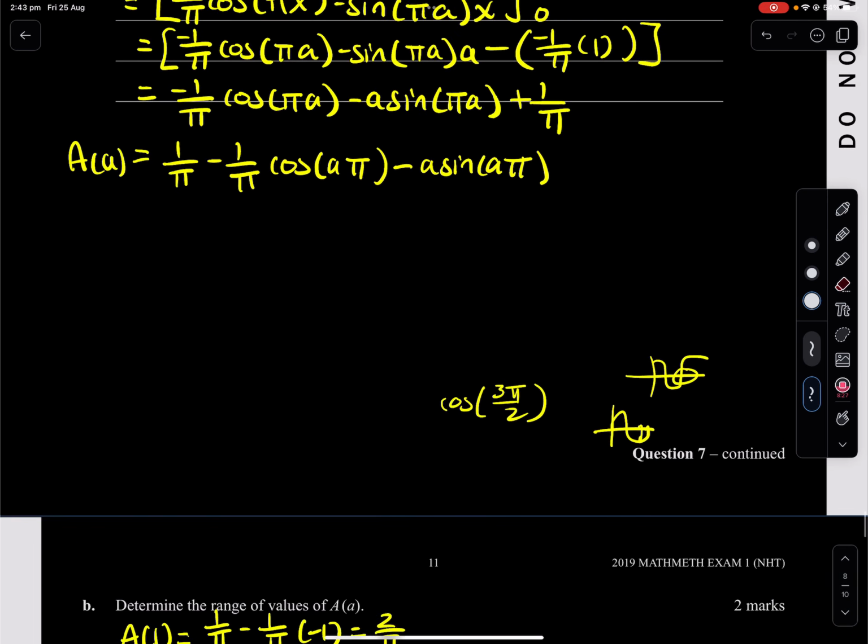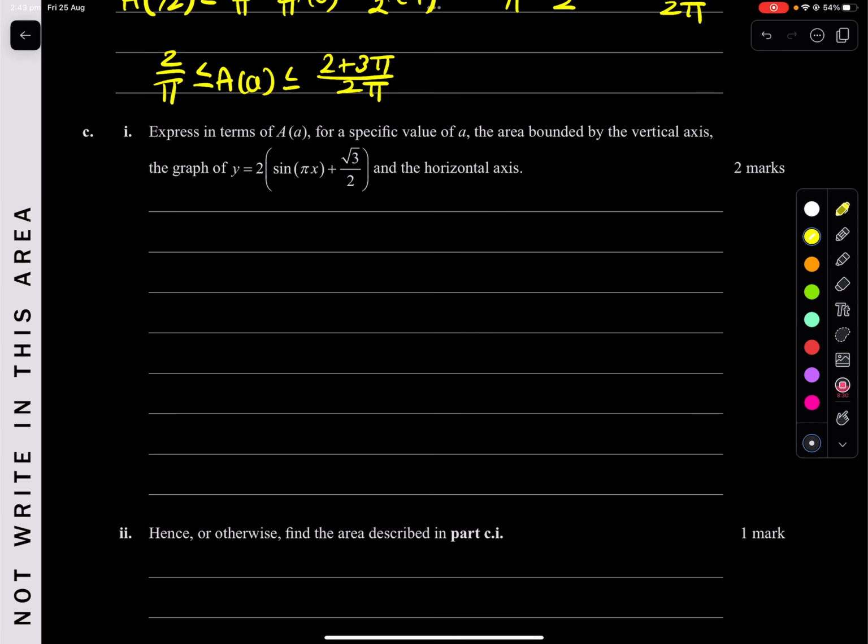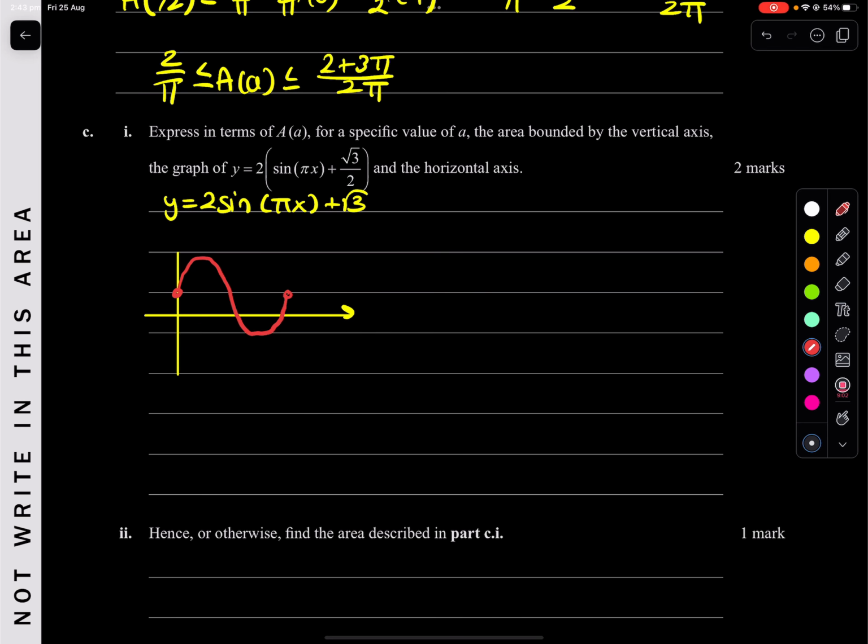All right, that's done. Express in terms of a on a, for a specific value of a, the area bounded by the vertical axis, the graph of y equals this, and the horizontal axis. So this is y equals 2 sine pi x plus root 3. If I nicely draw this graph, it goes up, and it pretty much looks like this. So this will be root 3 over here.